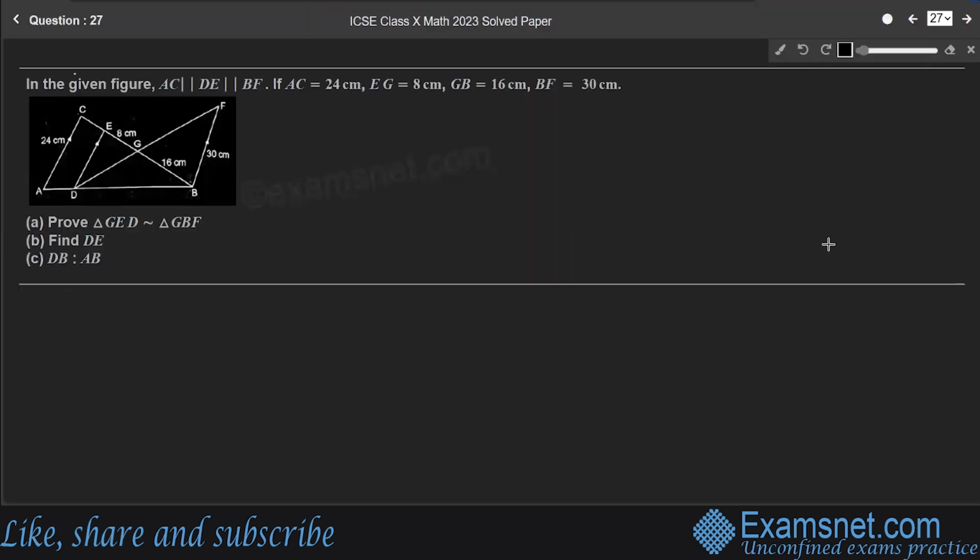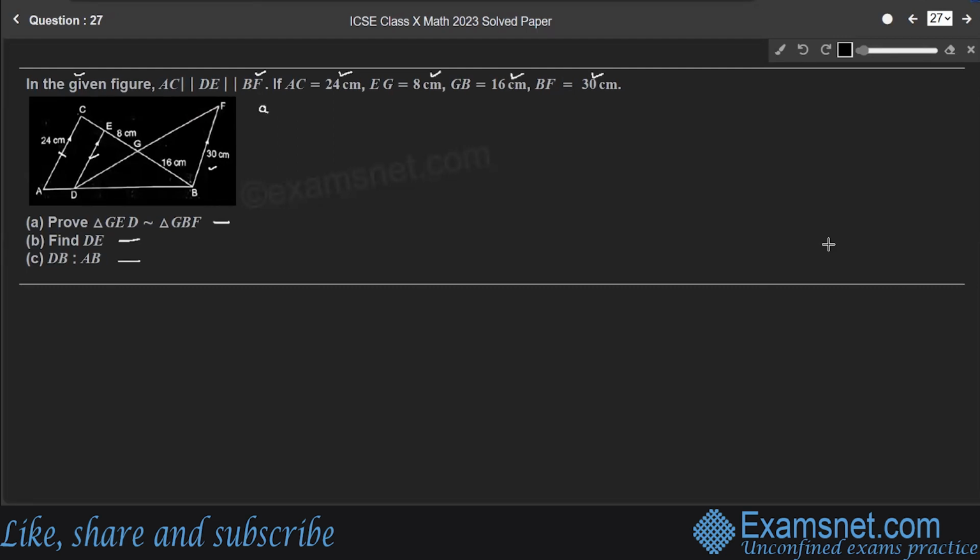Question 27. In the given figure, AC is parallel to DE and DE is parallel to BF. That means AC, DE and BF, these three sides are parallel, right? AC is 24 centimeter, EG is 8 centimeter, GB is 16 centimeter, BF is 30 centimeter. Then prove triangle GED is similar to GBF, and find DE and the ratio of DB and AB, right?